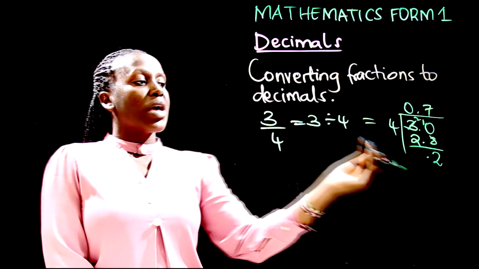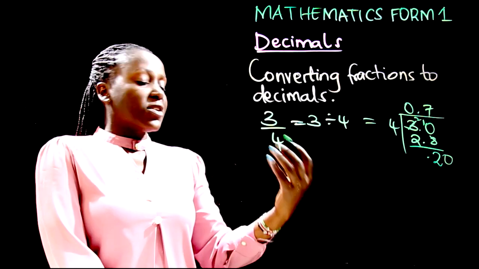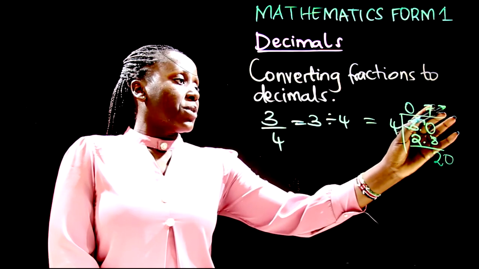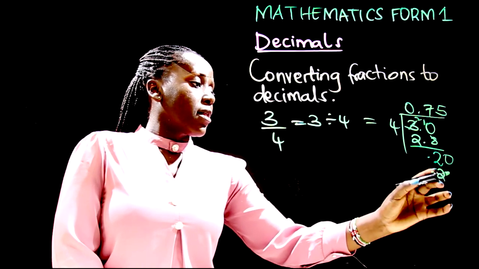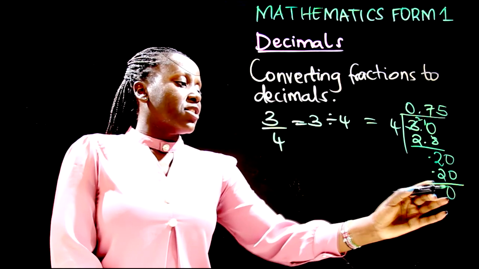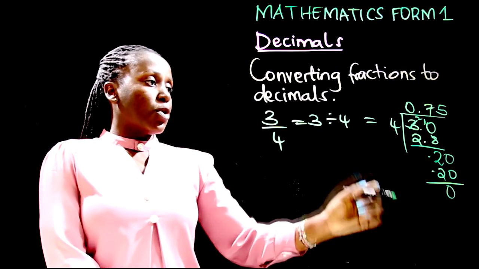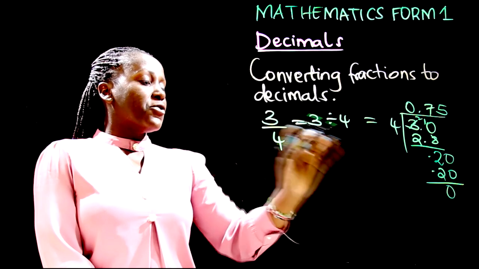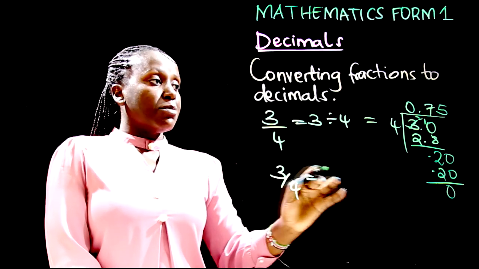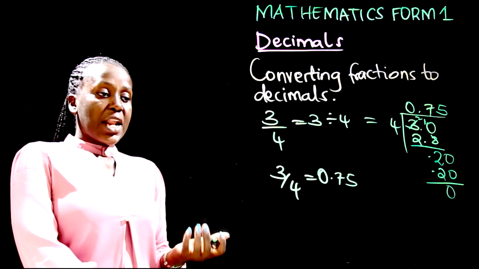Now since 2 is less than 4, we will have to add a 0 again. Then you ask yourself, how many times does 4 go into 20? 5 times. So we write this as 5, and 4 times 5 is 20. So 20 minus 20 will give you a 0. We cannot continue because we have gotten the 0. So this means that if you divide 3 by 4, you will get 0.75. So 3 over 4 as a decimal will be equal to 0.75.